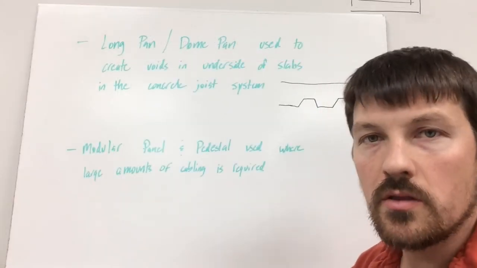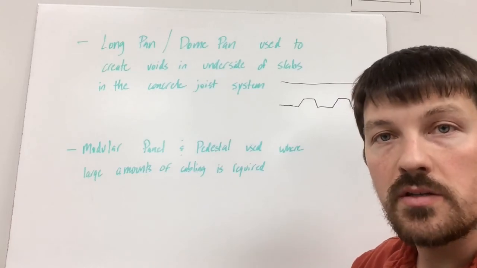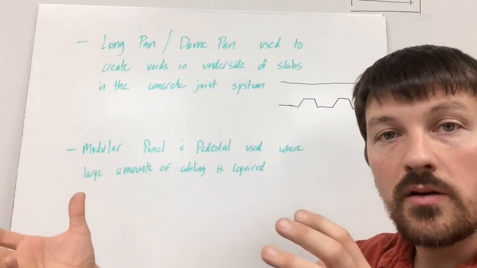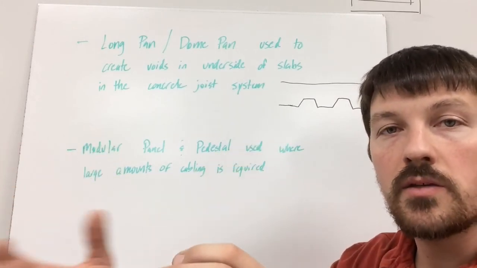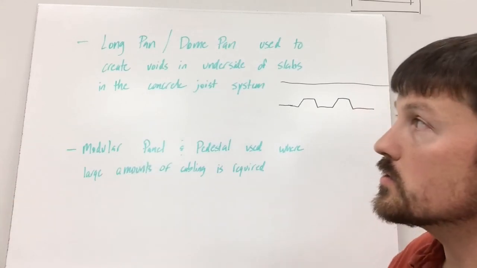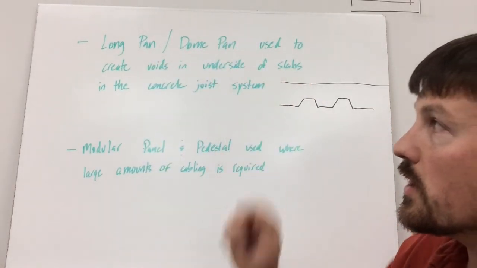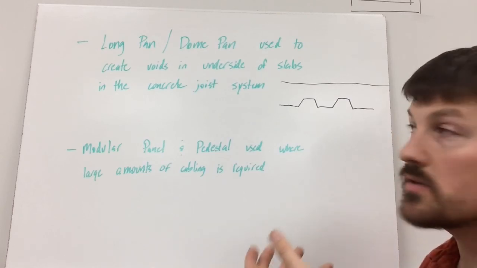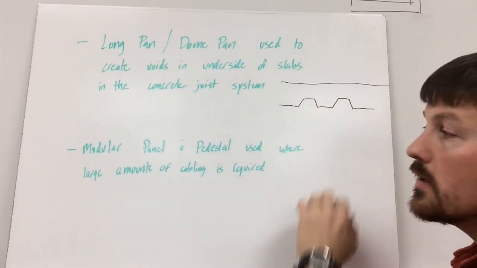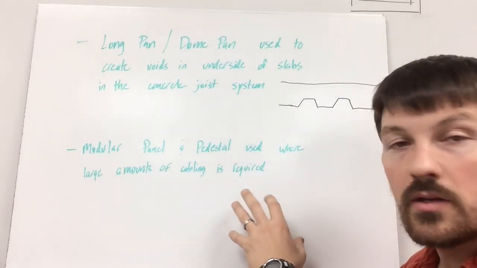In commercial construction, they're going to use a pan or a solid concrete floor assembly, whether it's concrete that's been precast somewhere else and it's already cured, and they bring it and drop it in place, or they form it on site and then pour it right in place, right where it's supposed to be. The long pan and dome pan system is used when concrete voids are needed in the underside of slabs with a concrete joist system. So that's where the bottoms have these little voids in them. Also, modular panel and pedestals are used where large amounts of cabling are required.